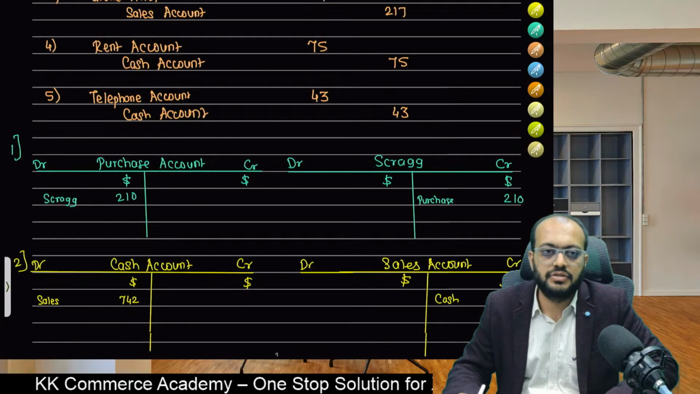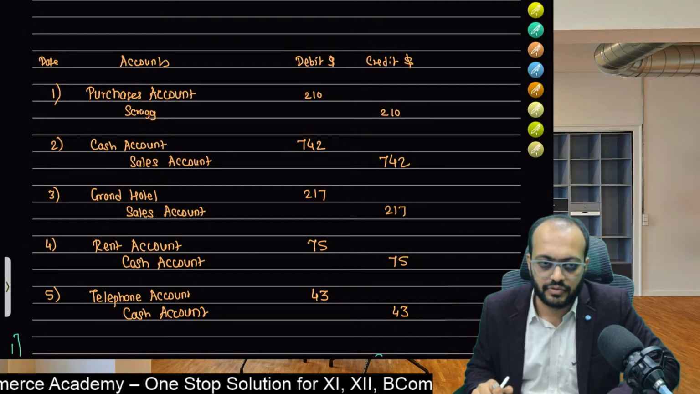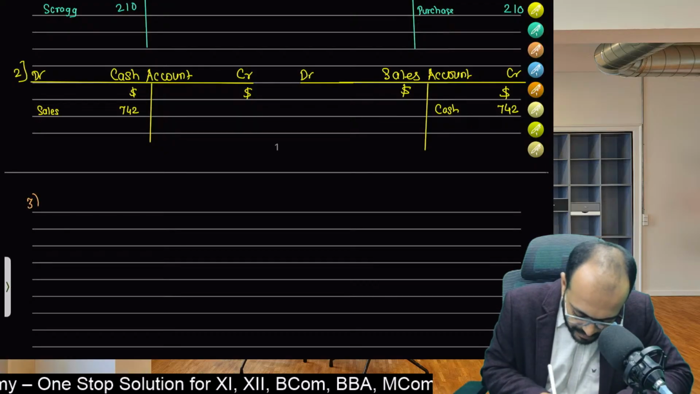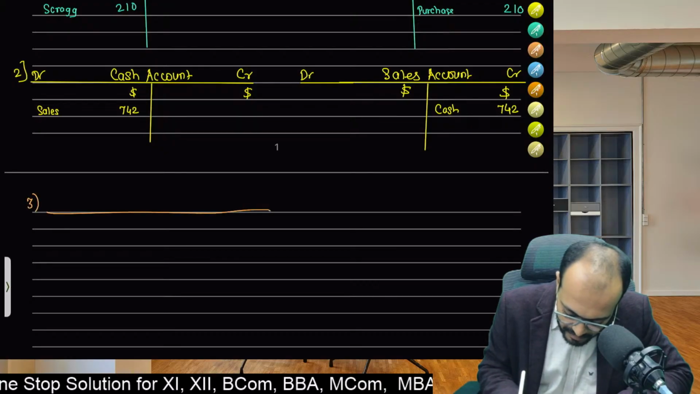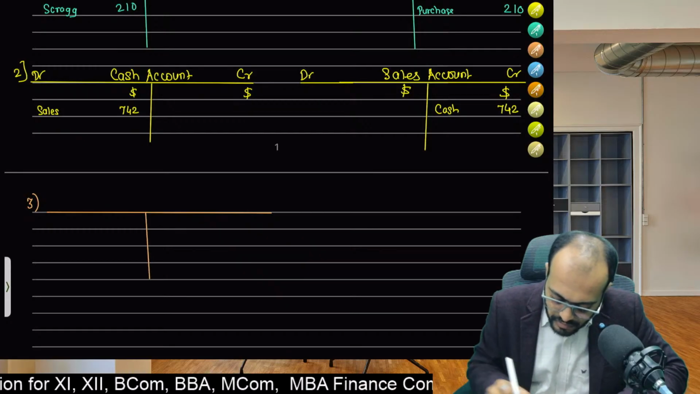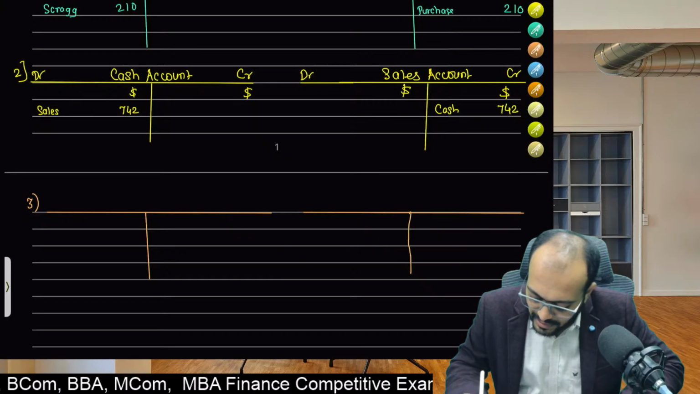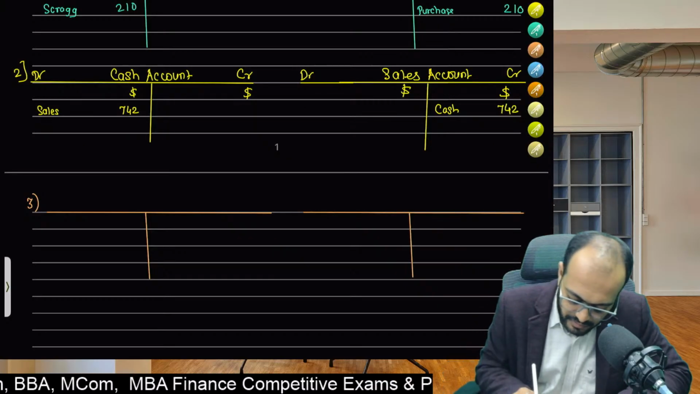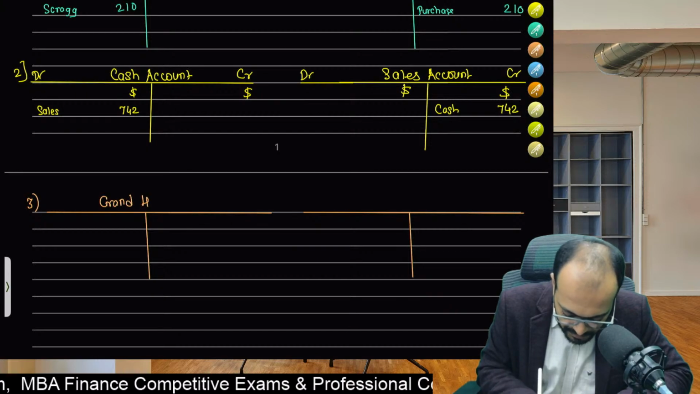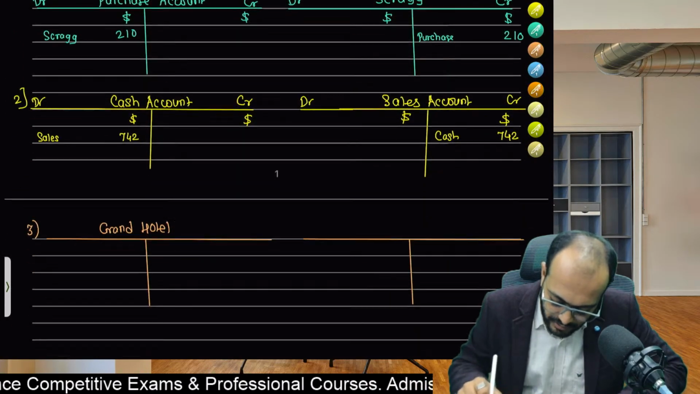Yes. Next, transaction number 3, Grand Hotel and sales account. So in the third one, we have to draw two. If you get conceptual clarity once, you can solve any number of questions, doesn't matter. So Grand Hotel and another is sales account.